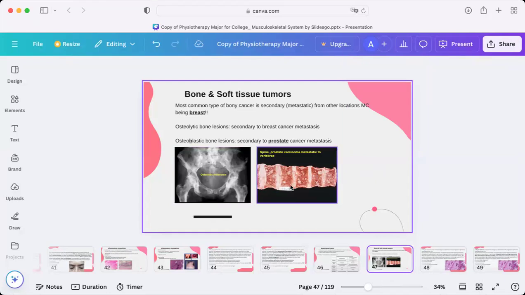So this is an osteoblastic appearance. As you can see, it looks like bony deposition over here. And this is clearly, again, the osteolytic lesion, okay? So let's go on with our questions.